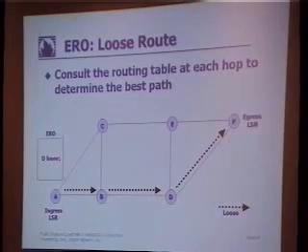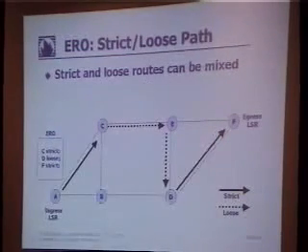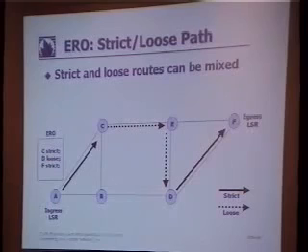Any questions on that? That's clear? Okay. And you can combine the two. So you just tell RSVP you have to visit this node and this node, but between those two nodes, let the IGP go and tell you where to go.